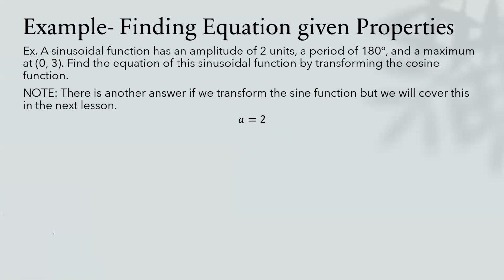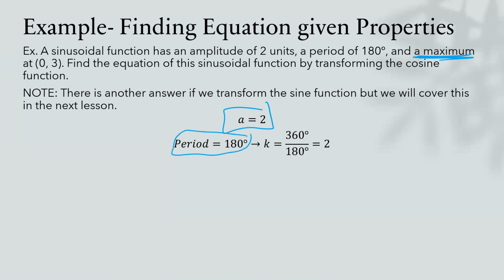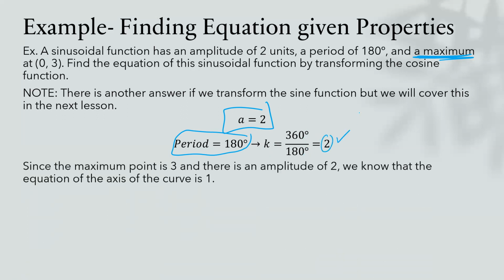So what do we know? We know the amplitude is 2, so indirectly, we already know the a value. The a value is 2. Technically, the a value could be negative, but I'm telling you right now, because we started at a maximum, not a minimum, your a value is positive. What about the k value? We simply take 360 degrees divided by the period. So 360 degrees divided by 180 degrees gives us 2. So our k value is 2. Okay, done. So we have 2 parts already.